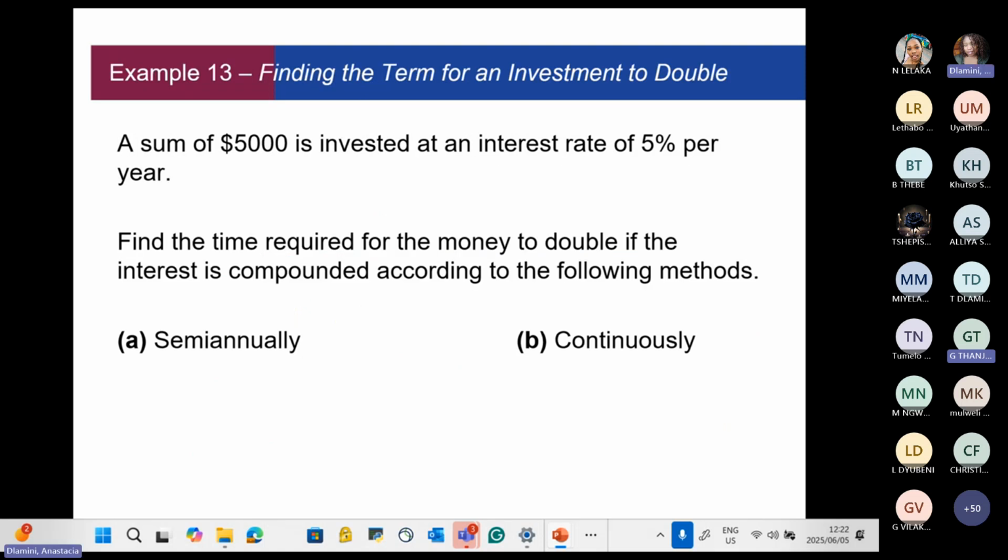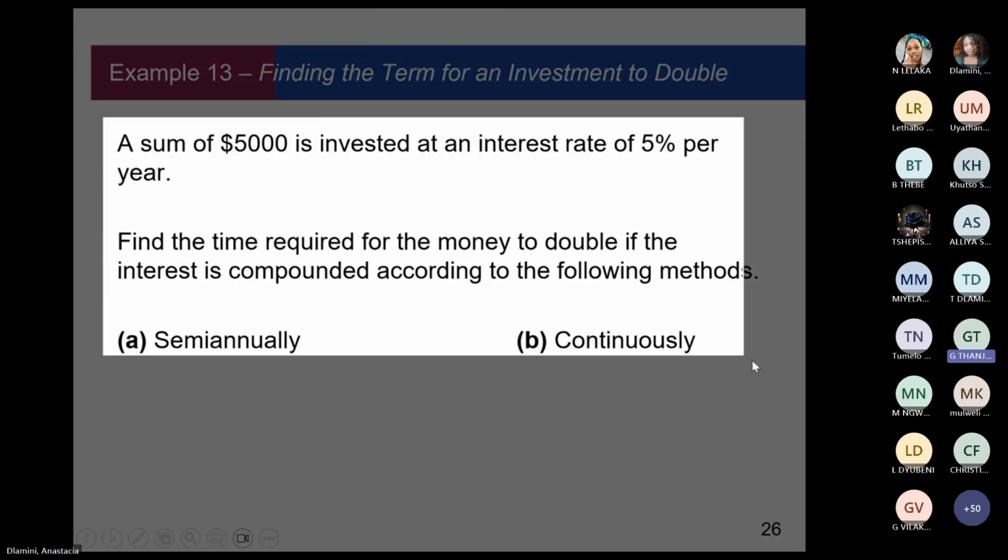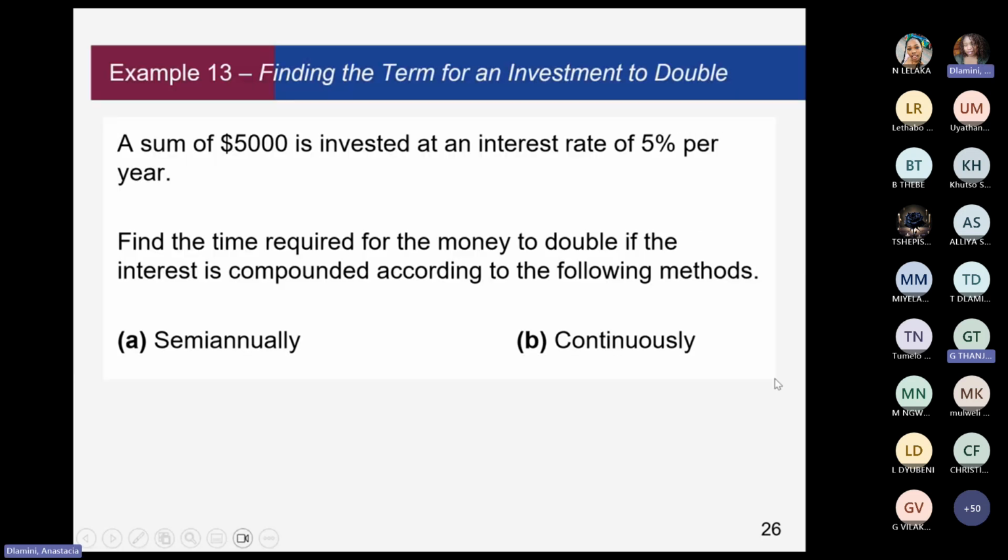Now they say that a sum of 5,000 is invested at an interest rate of 5% per year. Find the time required for the money to double if the interest is compounded according to the following methods. How are we going to do that? We must do it, guys. It must be done. How are we going to do that? And I don't want you to use a calculator.